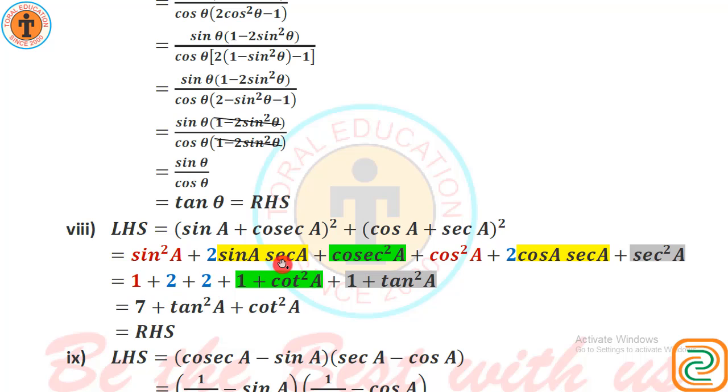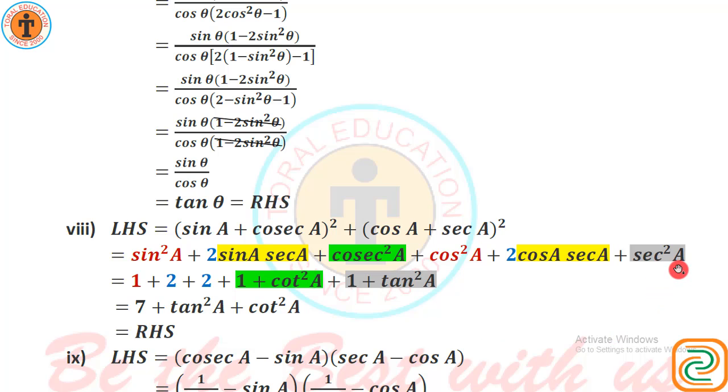Sin A into cosec A, this is cosec A, consider cosec A, not sin A, sec A, okay? Sin A into cosec A, both are reciprocal. They should be cut off. So it is 2. Similarly, cos A into sec A, they are reciprocal. They are cut off. This is 2. So 1 minus cot square A. Cosec square A equals 1 minus cot square A.